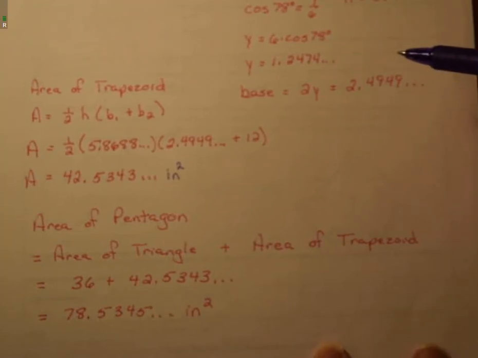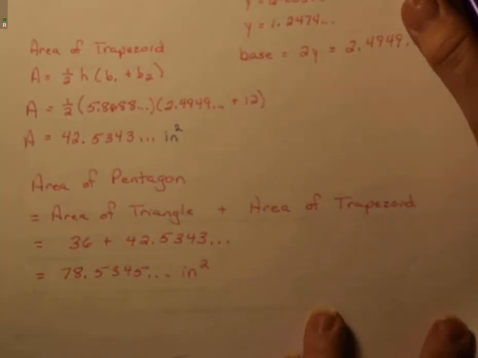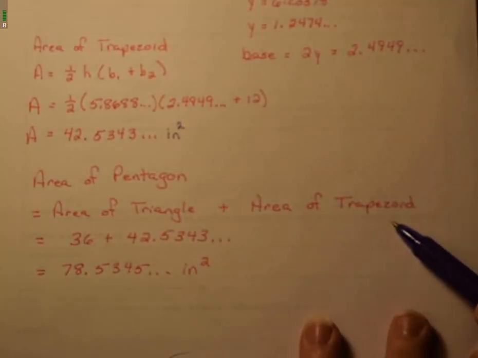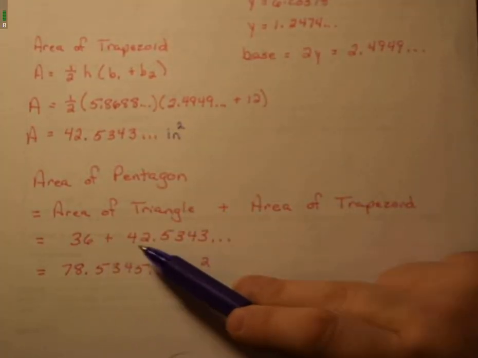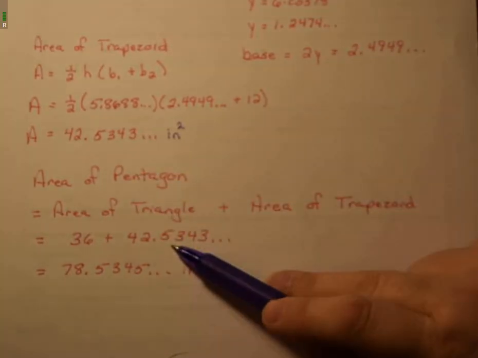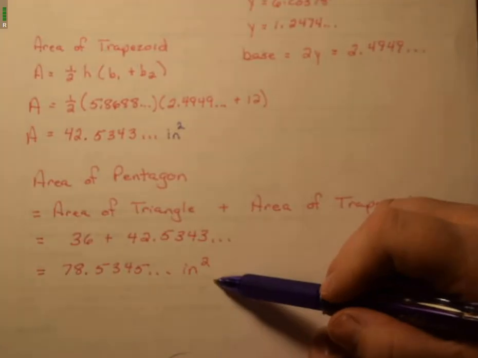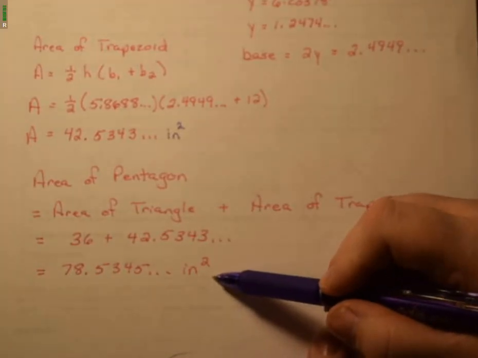Okay, that's done. So the area of the pentagon would equal the area of the triangle plus the area of the trapezoid. So 36 plus the 42 number, we get 78.5345 and so on square inches.